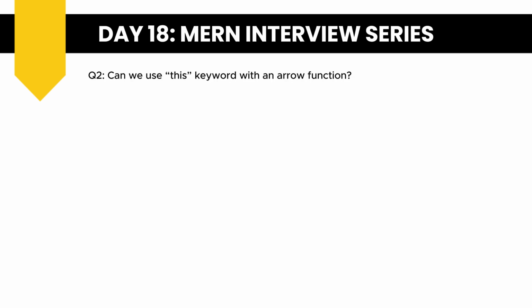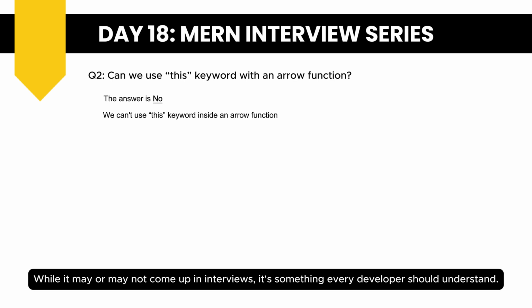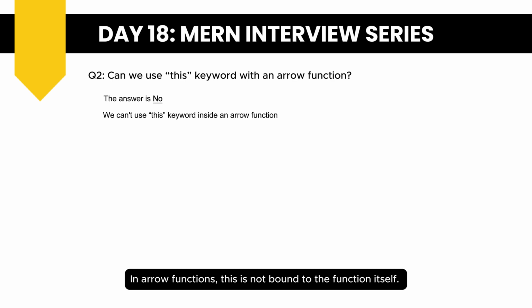Can we use this keyword with an arrow function? The answer is no. This is an important question. While it may or may not come up in interviews, it's something every developer should understand. Arrow functions handle this keyword differently from regular functions. In arrow functions, this is not bound to the function itself. On the other hand, regular functions have their own this, which refers to the object that calls the function.